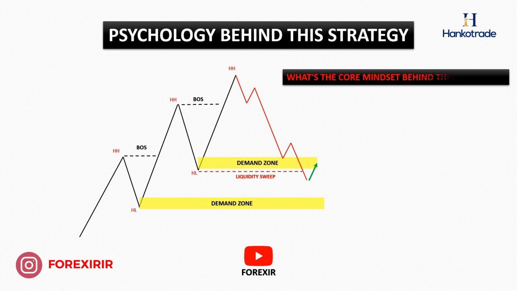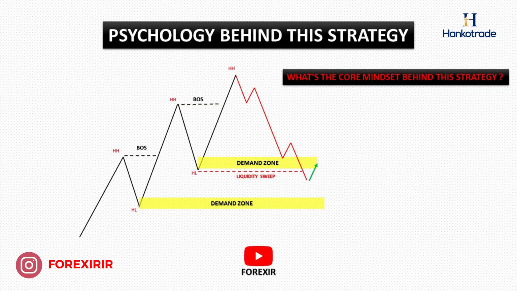What's the core mindset behind this strategy? The core psychological principle driving this strategy is that when sell-side liquidity is cleared through a liquidity sweep, the price is drawn towards the buy-side liquidity aligned with its prevailing direction. A liquidity sweep on one side often triggers a shift in market sentiment, with traders inclined to follow the momentum and seek opportunities on the side where liquidity hasn't been swept yet. This strategy aims to exploit this psychological behavior by leveraging the dynamics between liquidity zones to identify potential trade setups with favorable risk-reward ratios.